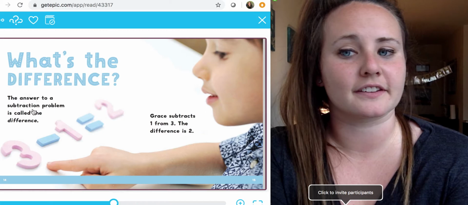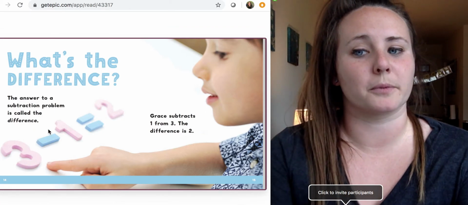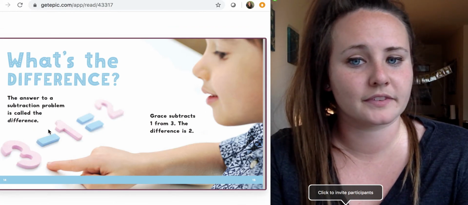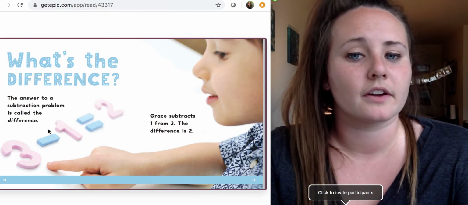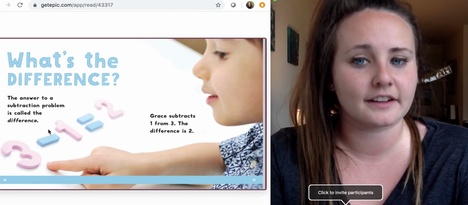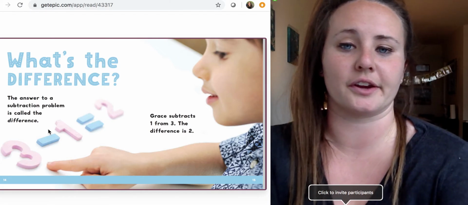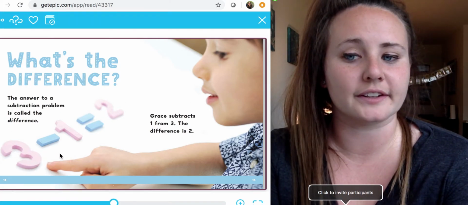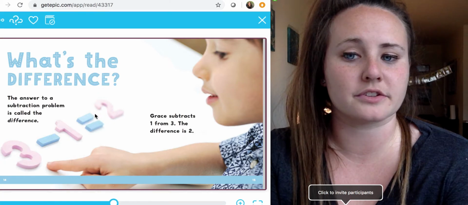What's the difference? The answer to a subtraction problem is called the difference. And here's our word problem. Grace subtracts 1 from 3. The difference is 2. And here you can see Grace using her finger pointing to her number story here.